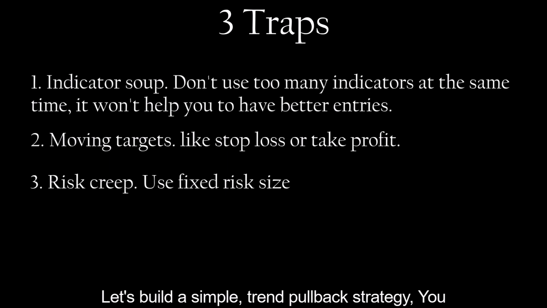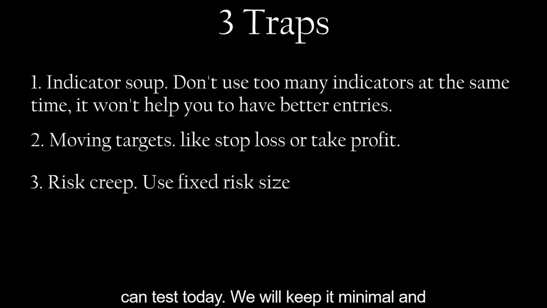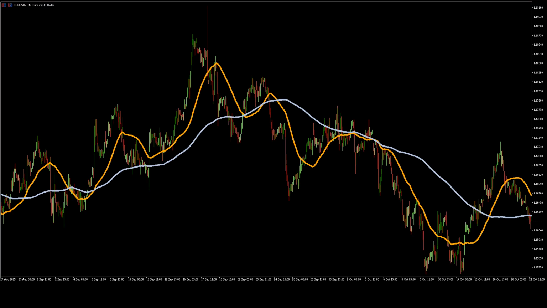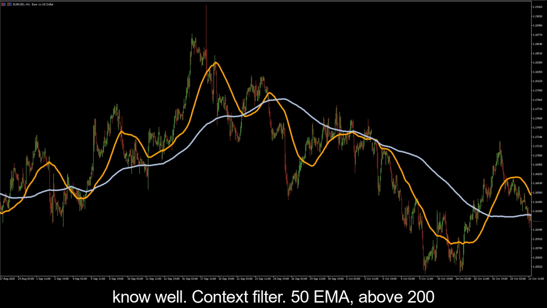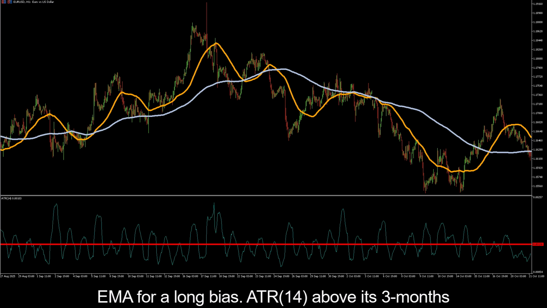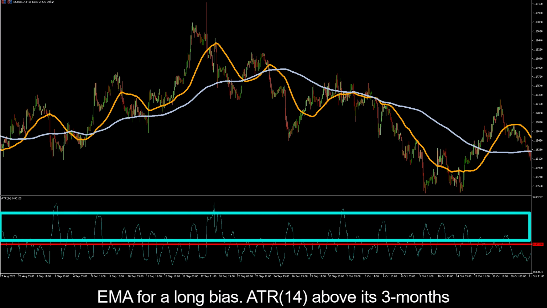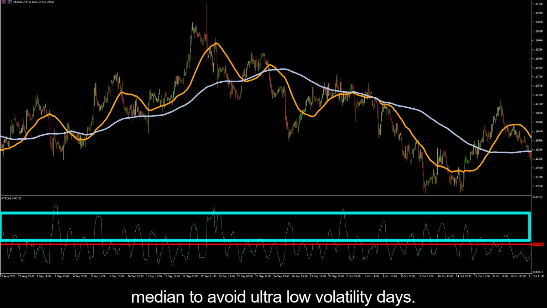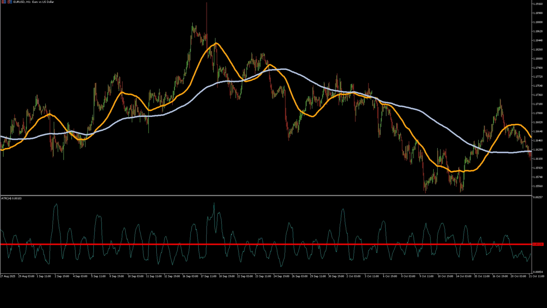Let's build a simple trend pullback strategy you can test today. We will keep it minimal and structured. Step A. Time frame: 1 hour. Instruments: 2 or 3 markets you know well. Context filter: 50 EMA above 200 EMA for a long bias. ATR 14 above about its 3-month median to avoid ultra low volatility days.